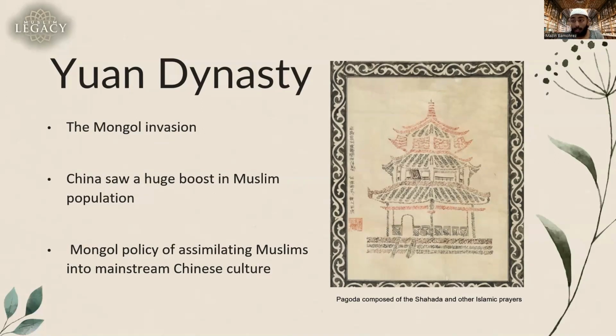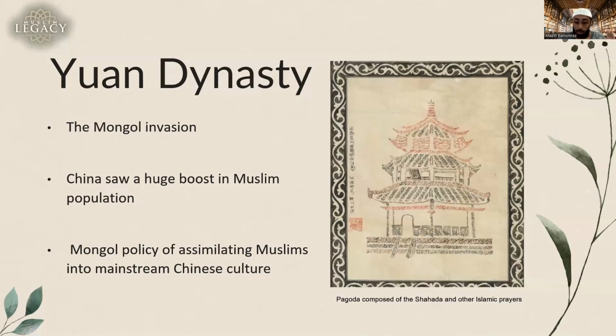And because of the conquest that they waged, the wars that they waged in the Middle East and Central Asia, a lot of the cities and the regions over there were destroyed, right? A lot of Muslims lost their homes, their lands, right? And this resulted in a mass migration of Muslim refugees from those areas to China. China saw a huge boost in population of Muslims coming in from the Middle East and Central Asia, right?